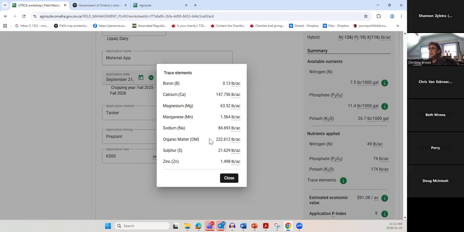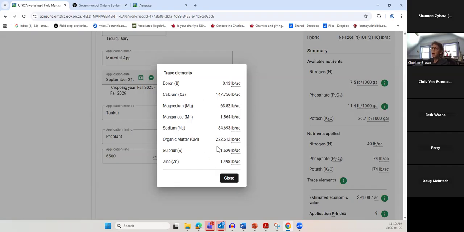Trace elements, if I press that information button: 150 pounds of calcium, 63 pounds of magnesium, 1.5 pounds of manganese, 85 pounds of salt, 21 pounds of sulfur, a half pound of zinc, a little bit of boron. So it just gives me an idea of what I am adding to the soil. It might not be available because we don't have that information for the trace elements, and it depends so much on pH, but it gives us at least an idea of what's being added.